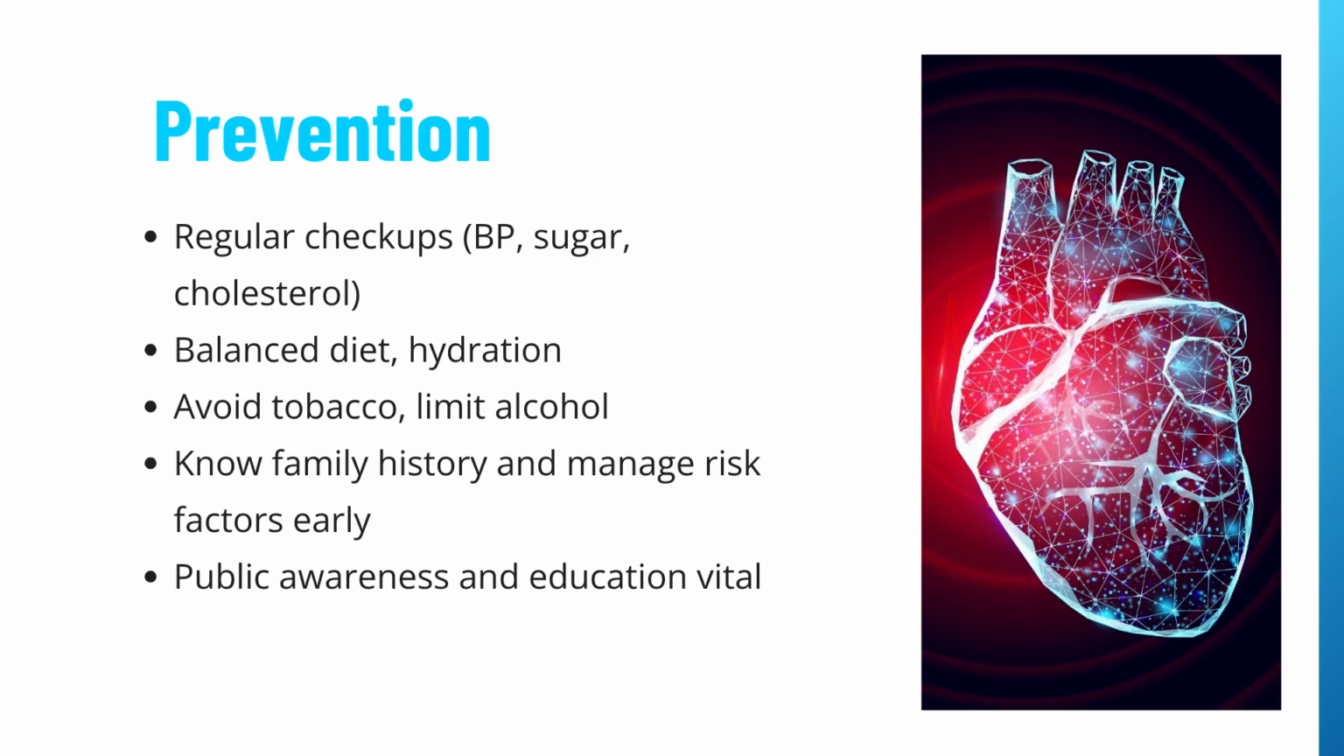Preventing heart disease is achievable with proactive measures. Get regular health checkups to monitor blood pressure, cholesterol, and blood sugar. Maintain a healthy weight and active lifestyle. Eat a balanced diet and stay hydrated. Avoid tobacco products completely. Keep alcohol intake within recommended limits. Understand your family history and take early action if you are at risk. Public education and awareness are vital components of prevention strategies. Schools, workplaces, and governments should collaborate to support healthy environments.